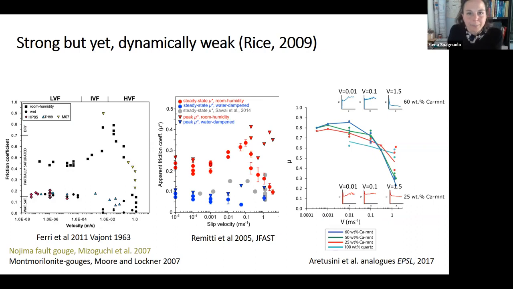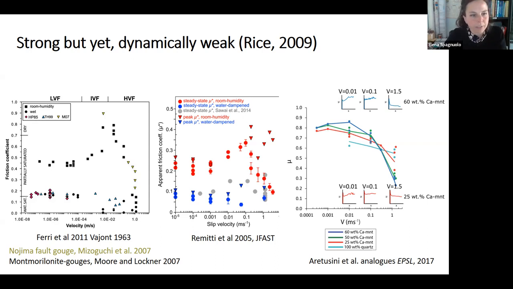Also, there is the concept introduced by Rice in 2009. Faults can be strong, but can become dynamically weak because of the way you load the fault. Again, this is from previous literature. There are different materials here, but you can see some similar behavior. The materials here are essentially clays with different content of quartz, different content of illite, smectite, but the message is the same.